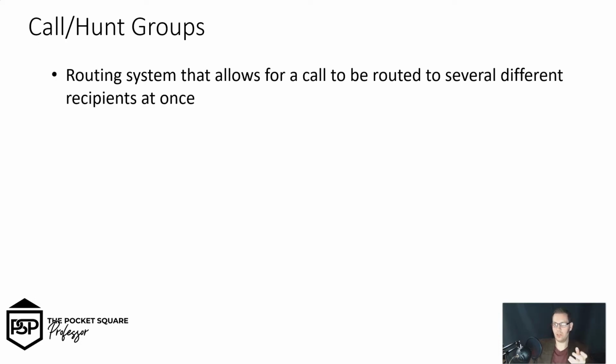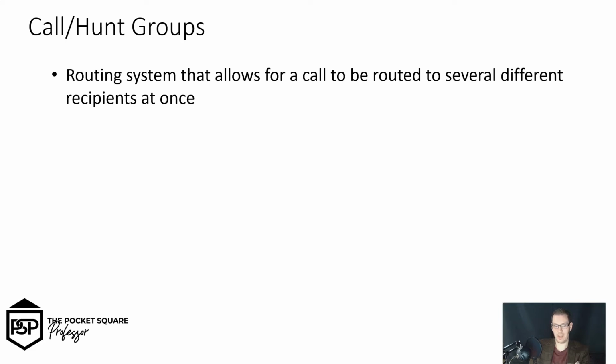Call groups or hunt groups. These are routing systems that allow for a call to be routed to several different recipients at once. So a hunt group here, or we'll just say a call group as it stands, is where I have one extension and it gets blasted out to many different people. So in this instance, let's say I call an auto attendant and it says, press 2 for sales. When I press 2, it goes to a call group.